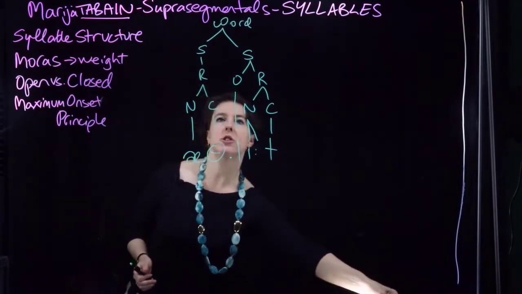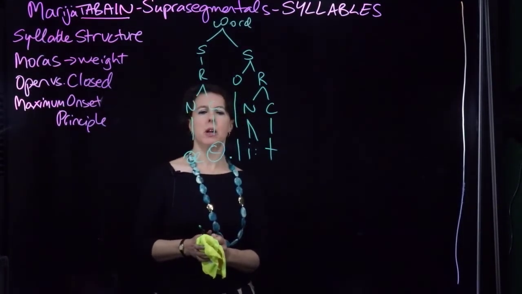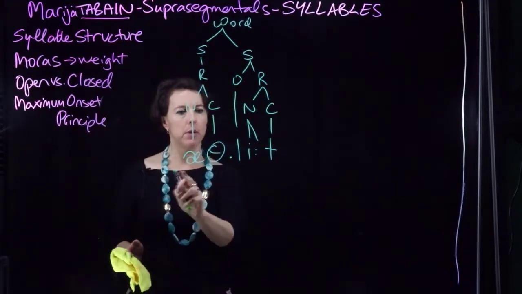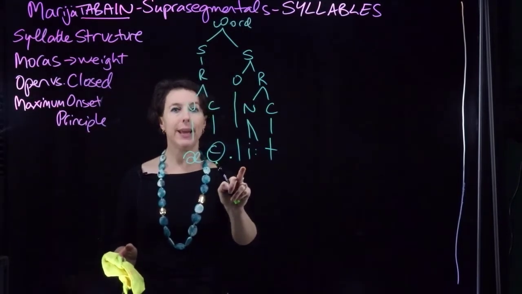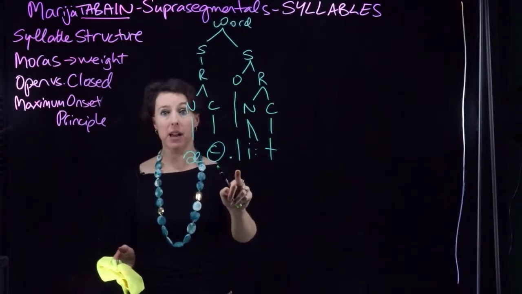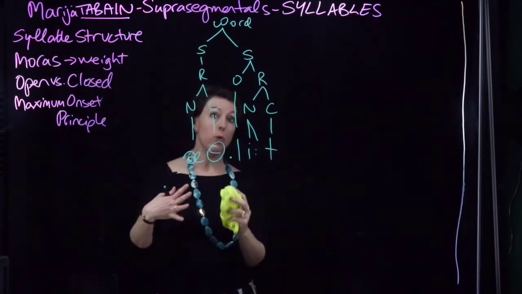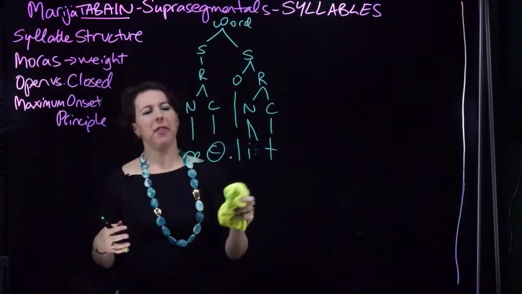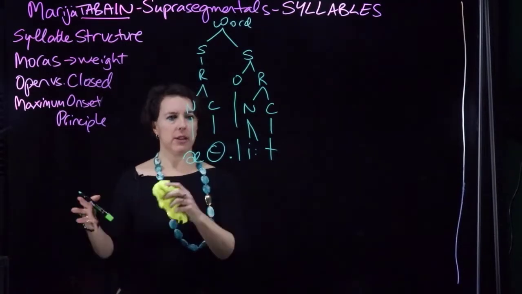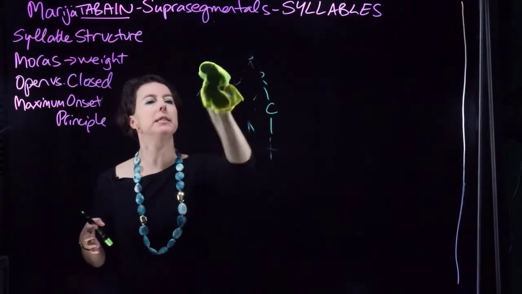All right, let's try another one. What else did I want to say about that? So that's the maximum onset principle. We put as many consonants as we can into the onset. All right, that's what it's about. It's about finding boundaries between syllable boundaries in the middles of words. Okay, I think you'd all be pretty comfortable with that. Athlete. All right, let's do another one. Let's do minstrel.